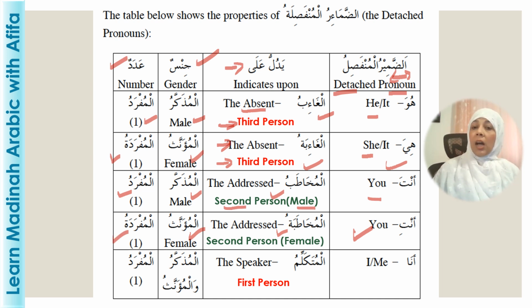And we studied I or me in Arabic is ana. It is the speaker, the first person. I'm speaking right now. That in Arabic is al-mutakallimu. And again, it applies for both al-muzakkaru and al-muannasu. It applies for both masculine and feminine. And it is singular, al-mufrad.